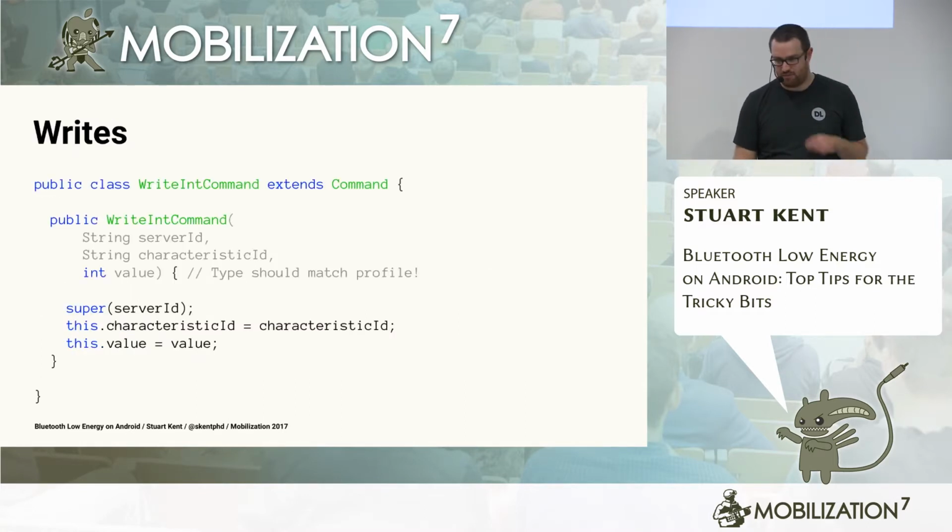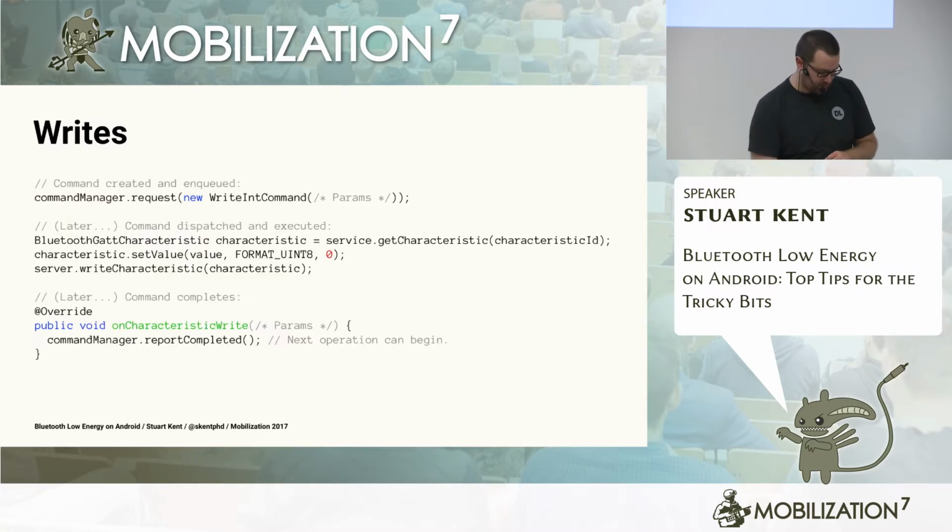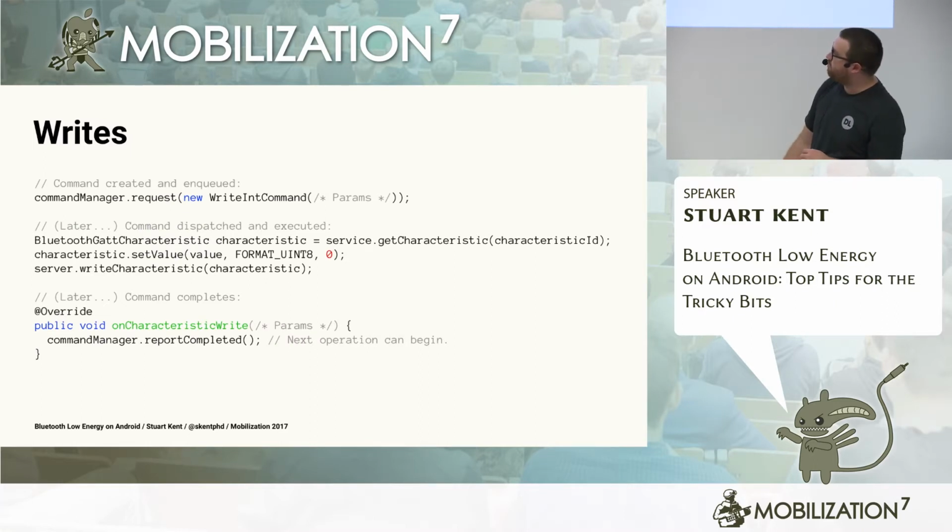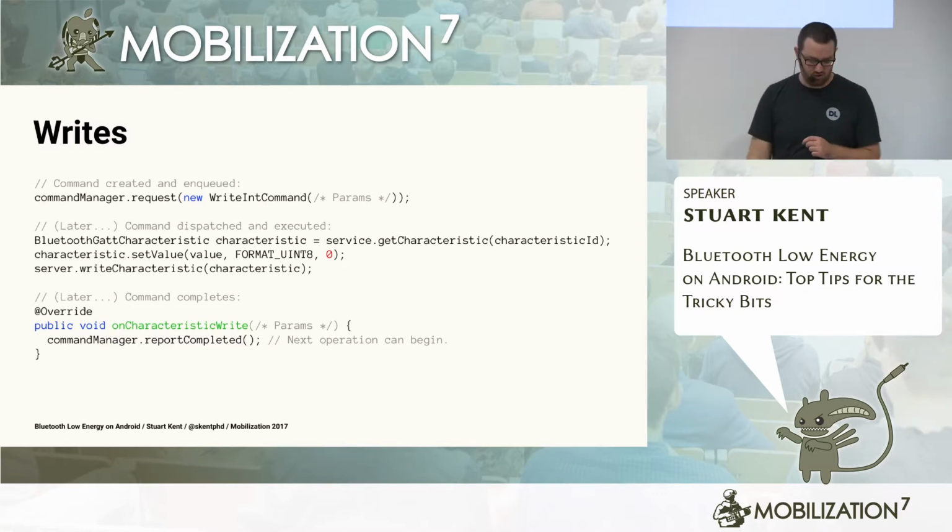Writes are very similar, except that as well as the characteristic ID, we need to actually tell which value we would like to write to this characteristic. And this middle block gets slightly more complicated, but again, the same 3 parts of this structure. And again, you must report completion.